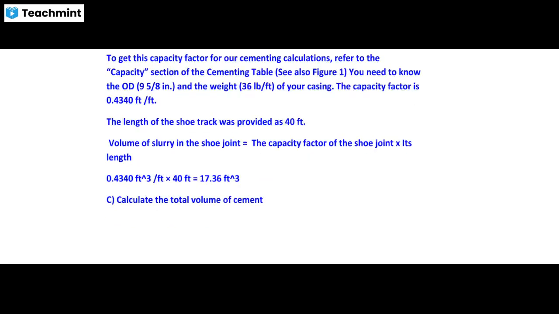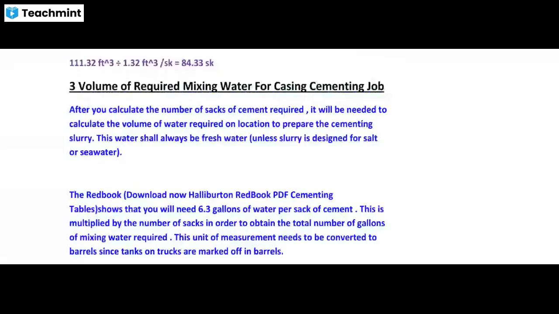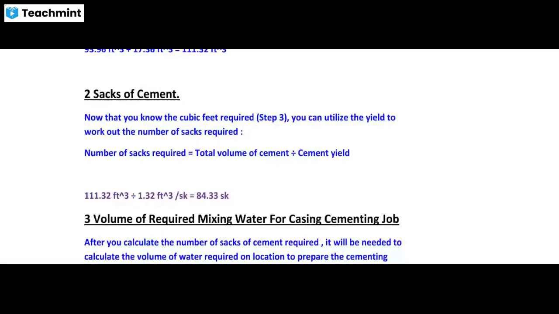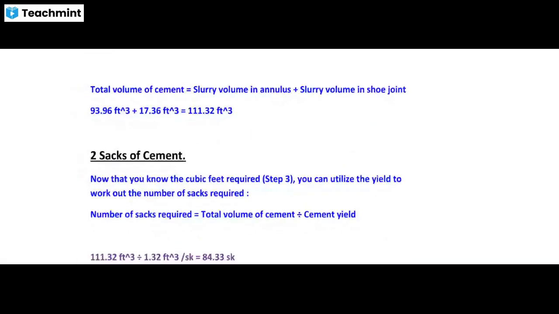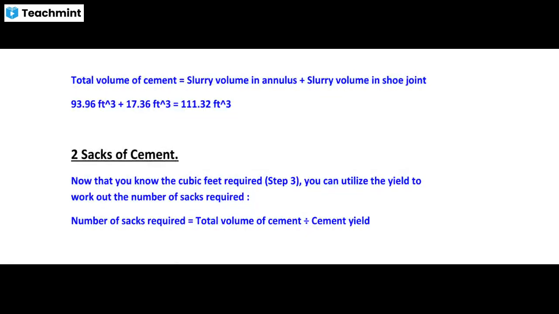Now calculate the total volume of the cement. Next, C, that is the total volume of cement. You can see here total volume of cement equals slurry volume in annulus plus slurry volume in the shoe joint. So you get 93.96 plus 17.36, which gives 111.32 cubic feet. So that is done.